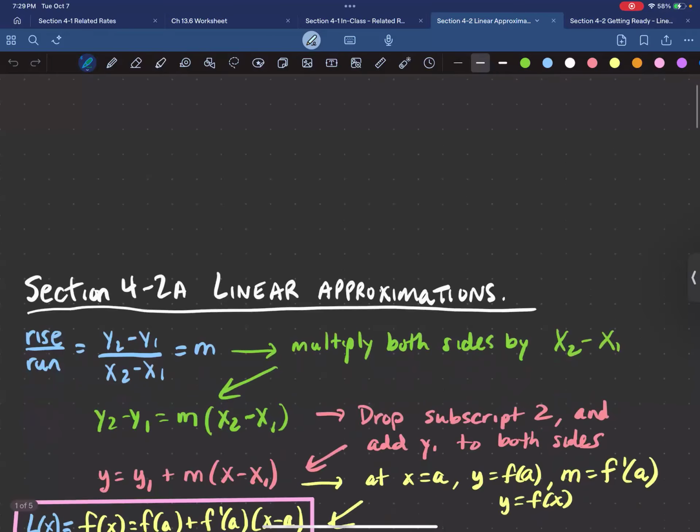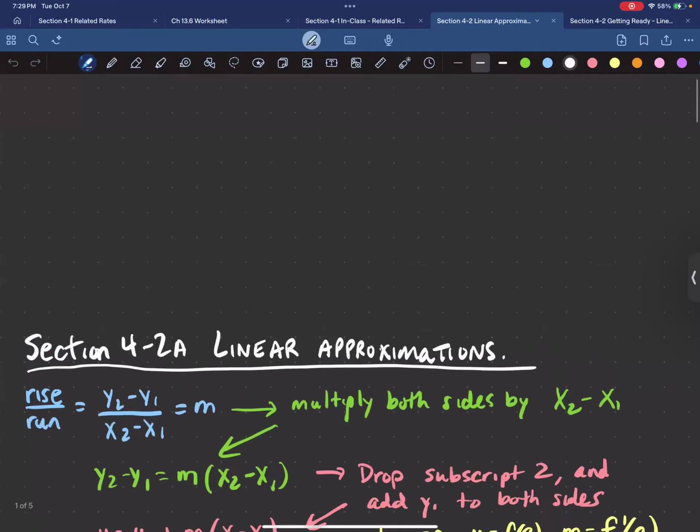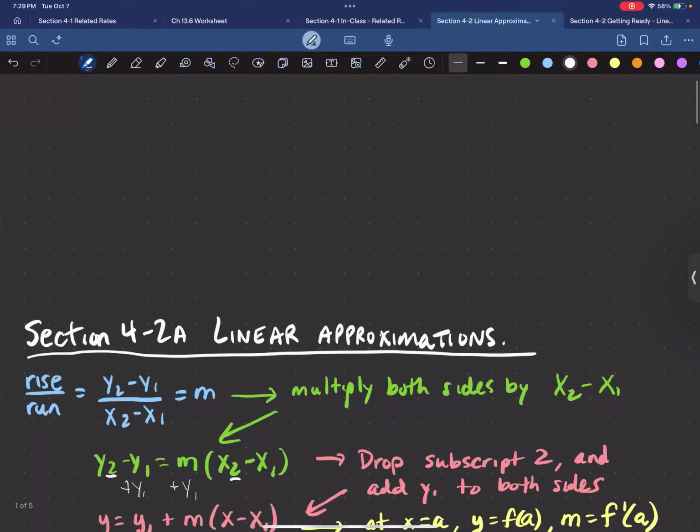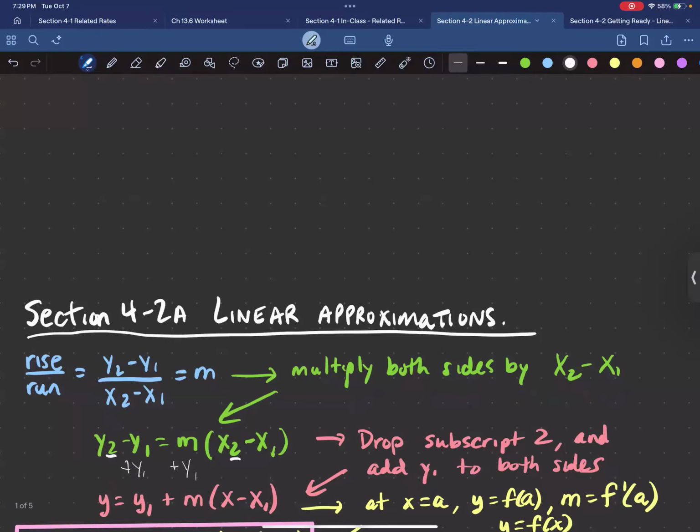What we're going to do is drop this 2 subscript right now. We're going to get rid of that, and we're going to add y1 to the other side. When we do that, we get y equals y1 plus m times x minus x1.